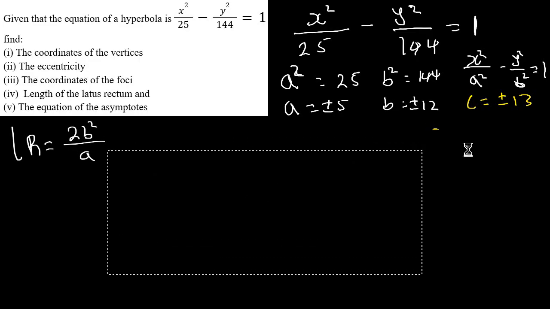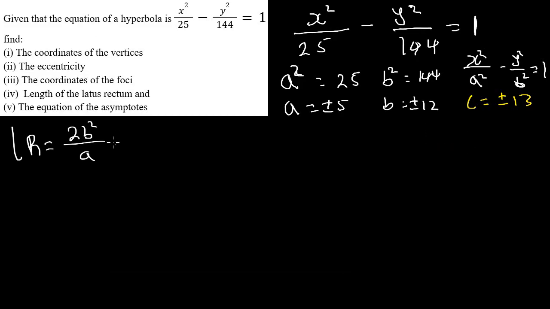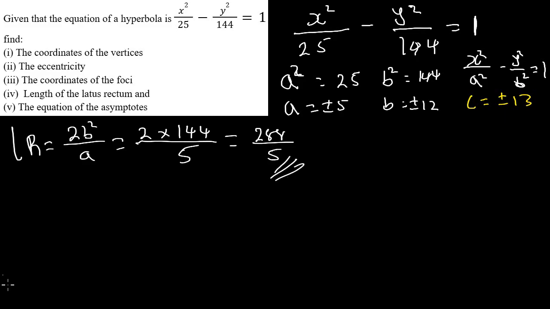Okay. So now the value of b is 12, and we should have 2 times 12 squared. Well, b squared is just 144. So 144 divided by a, which is 5. 144 times 2 should be 288. And that gives us the length of the latus rectum, 288 over 5.